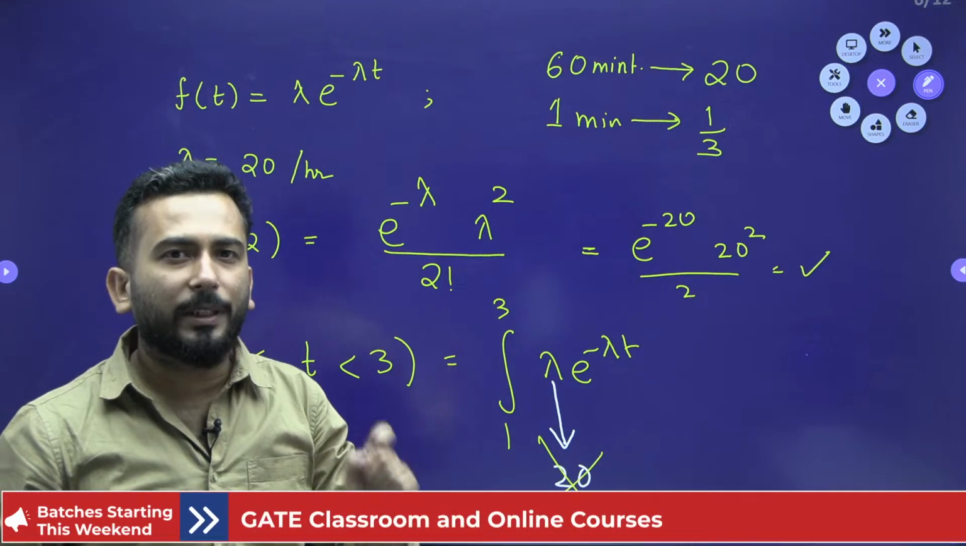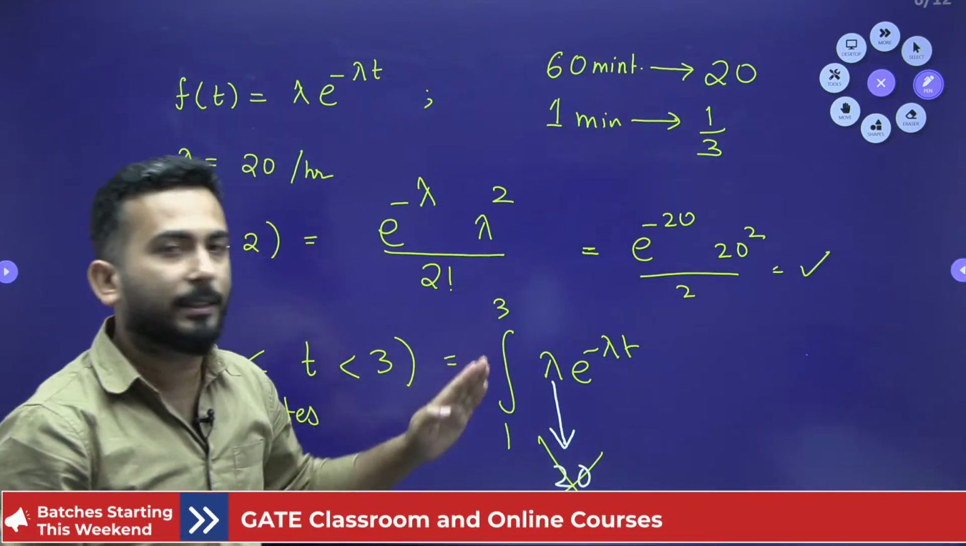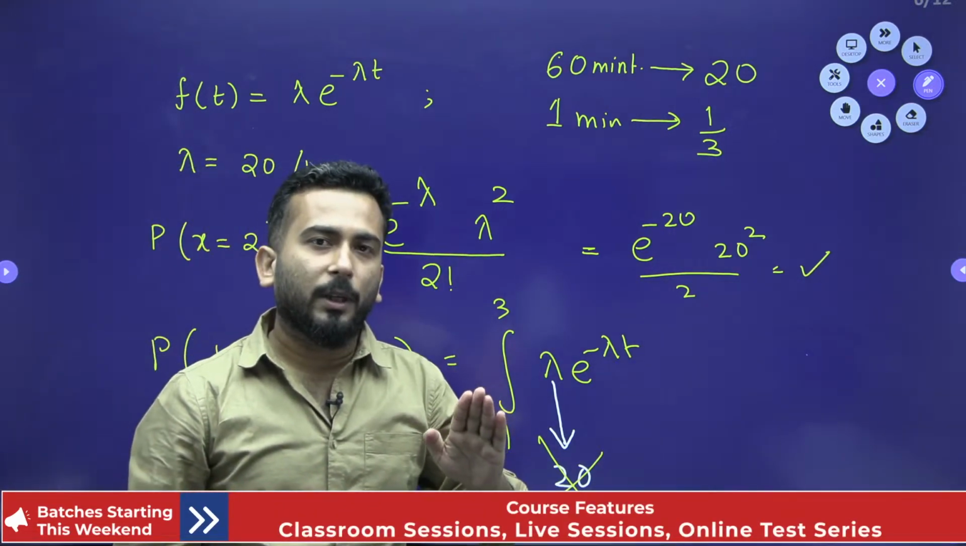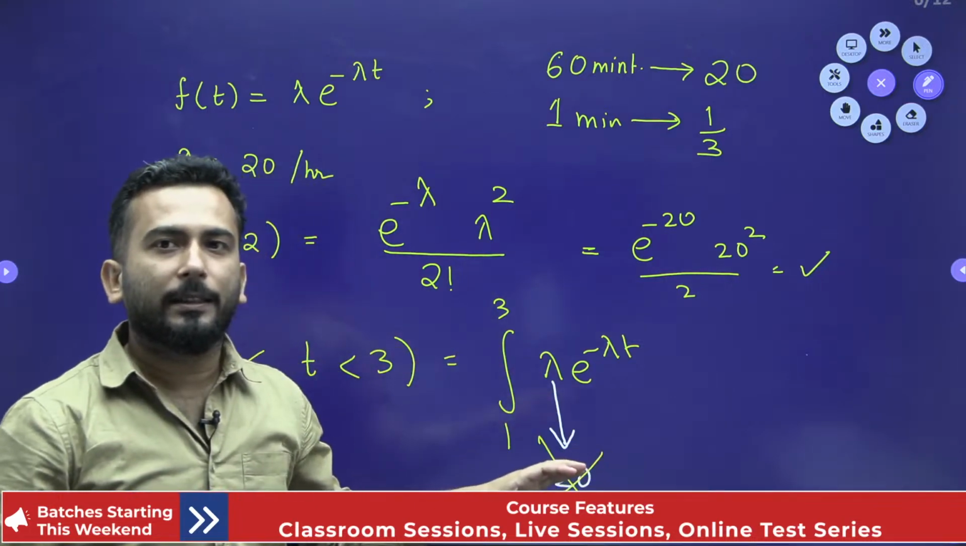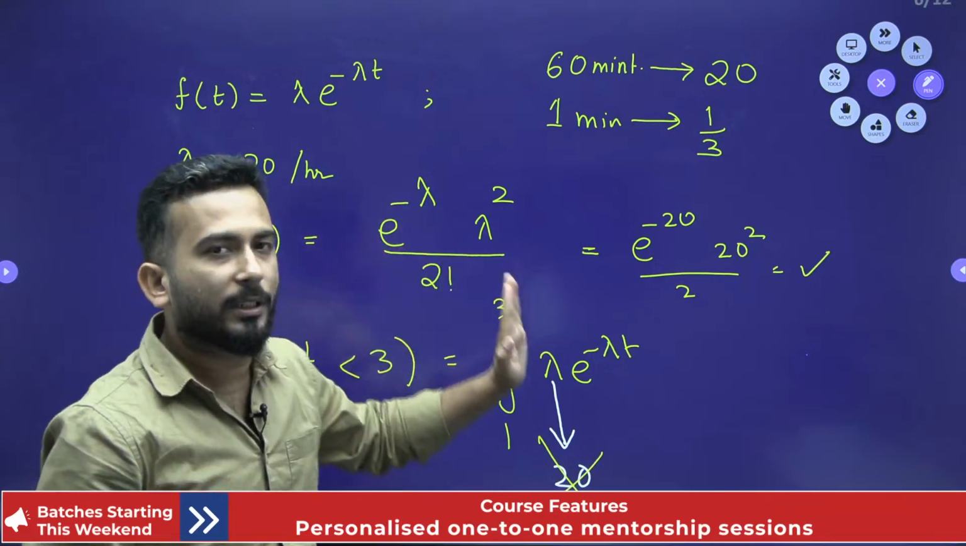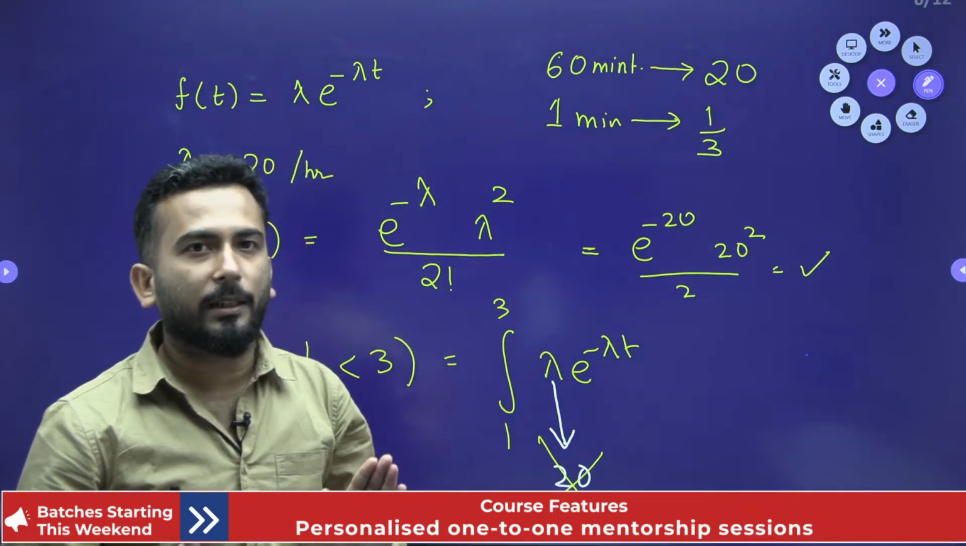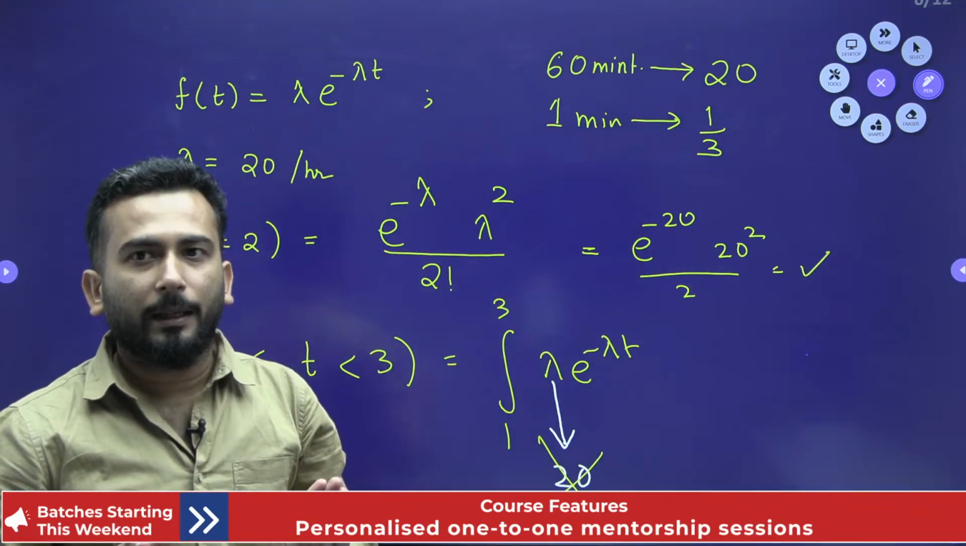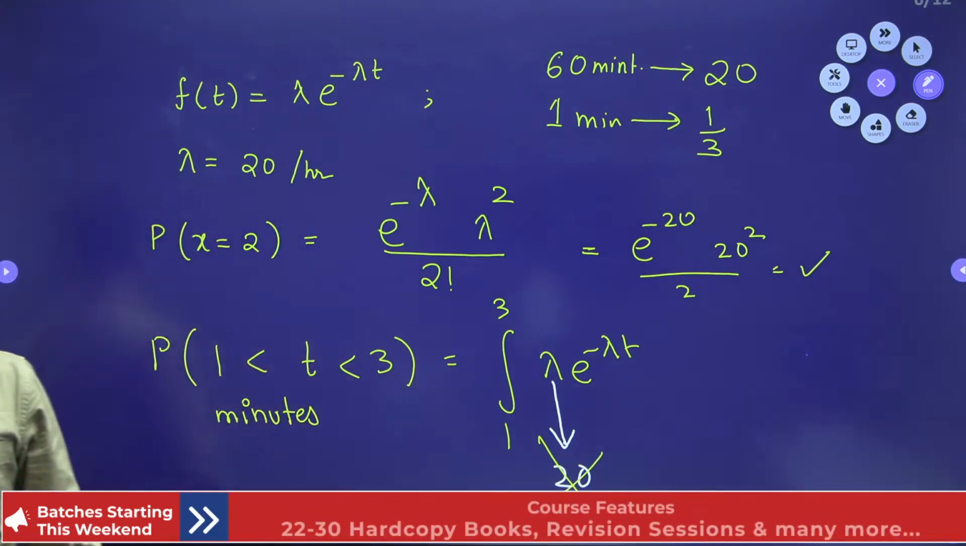Very, very important concept, my dear friends, that we are discussing over here. And I'm sure that if you understand this, there will be no confusion as far as your Poisson and exponential distributions are concerned. Is it clear, my dear friends? Tell me.